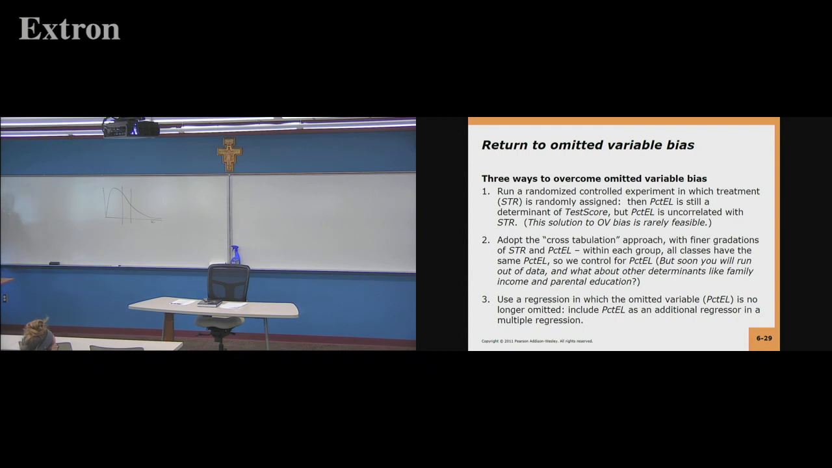But eventually you're going to run out of data, and there are still other omitted variables that we're not dealing with, just when you look at these 3 variables. So the last choice, and the stuff that we're going to be working with, is using a regression in which the omitted variable is no longer omitted. So you just include it.